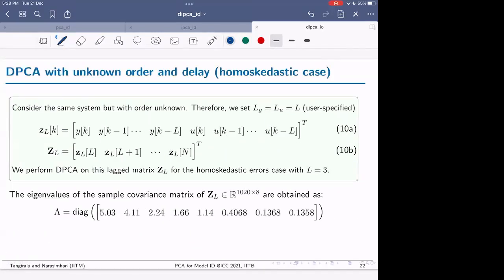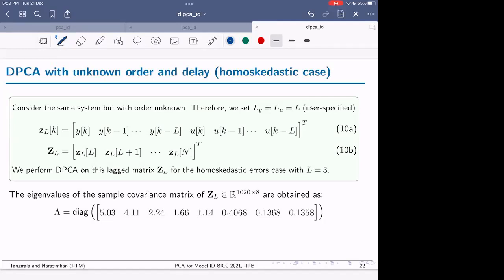Now, let us become a bit more realistic and ask what happens to DPCA if I do not know the order and delay. Because this is a stepping stone for DIPCA, our method. Now it turns out that if you do not know the order, what is the thing that you can do? You'll have to guess the order. And you don't necessarily guess separate orders for output and input. That's not a wise thing to do. You simply assume some order L, which is hopefully greater than the true order, right?